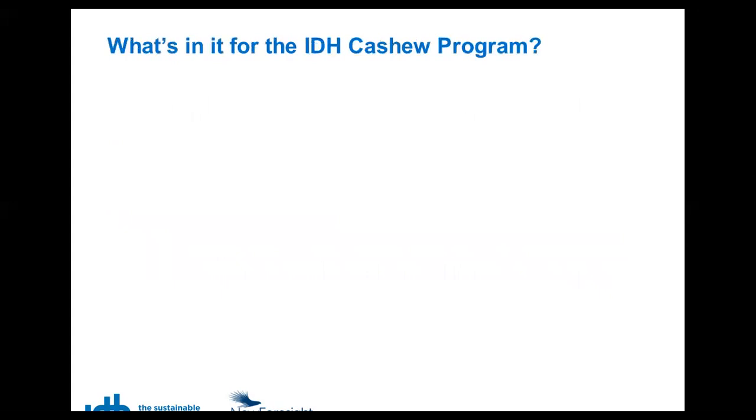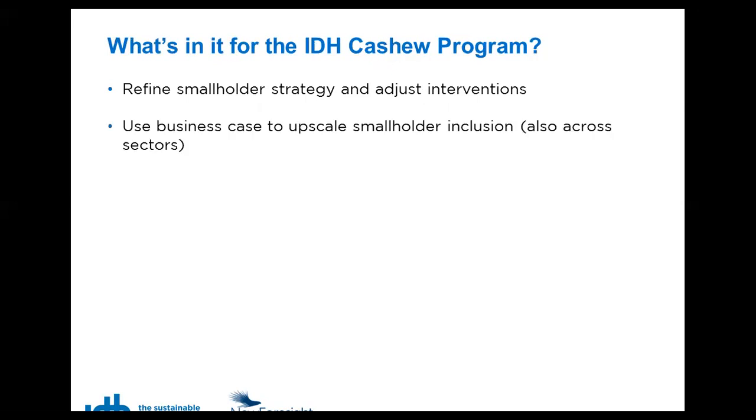And then let me just quickly conclude what's in it for the IDH Cashew program. As I said already, first it's to refine our smallholder strategy and to invest and to adjust our interventions in the projects, but also for the program as a whole. Secondly, we would like to prove the business case of cashew processors being able to efficiently source cashews directly from smallholders. Also use that across sectors as a business case example that we can roll out to other sectors and other companies.